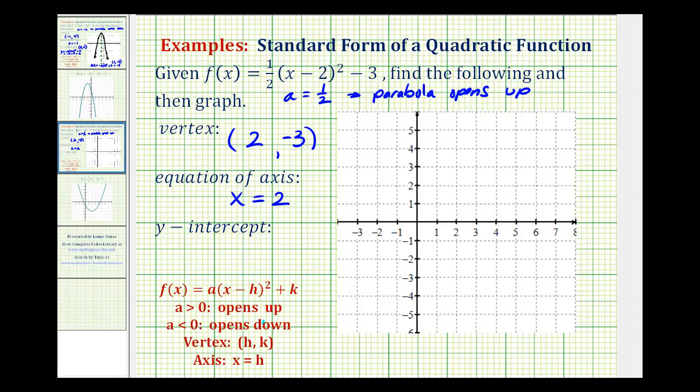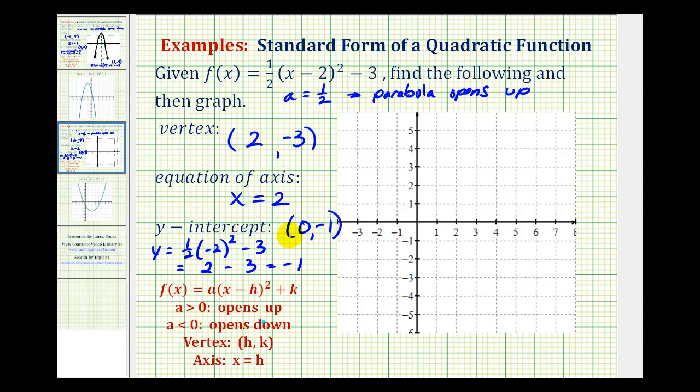And then in general, to find the y-intercept of any function, we set x equal to 0 and solve for y. Remember, f of x is equal to y, so if we set x equal to 0, we would have y equals 1/2 times the quantity 0 minus 2 squared, or negative 2 squared, minus 3. This will be positive 4 times 1/2. That's going to be 2 minus 3, which is equal to negative 1. So the y-intercept will have an x-coordinate of 0 and a y-coordinate of negative 1.